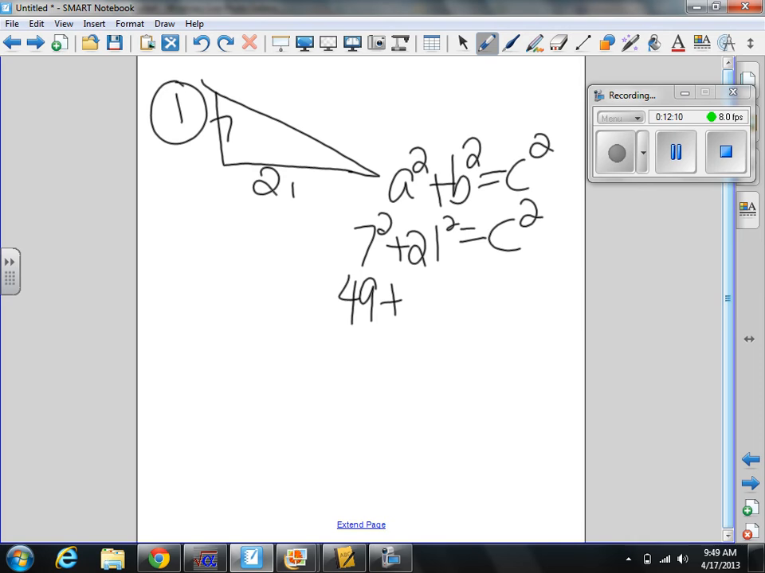21 squared: in your calculator, there is a little square button. 21 times 21, or 21 squared, is 441. Take 441 and add 49 to it. You get 490, and that's equal to c squared. But I don't want the square. I just want to know how long the side length is. I don't want to know the entire square. So what do I do to both sides?